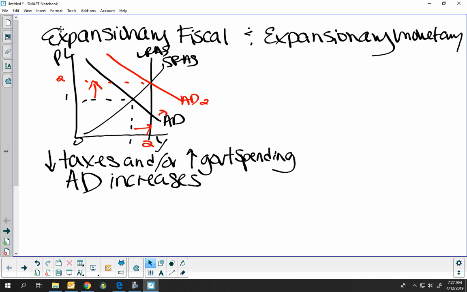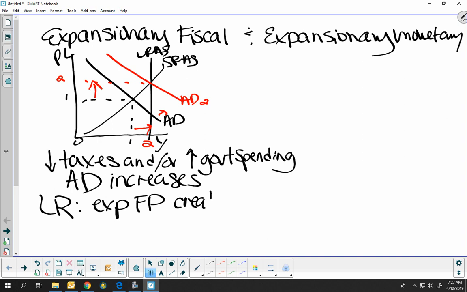But in the long run, with more money the government spends and decreased taxes, what does that create? What does this combo create? It creates a deficit. So expansionary fiscal policy, just abbreviate, expansionary fiscal policy creates a deficit.